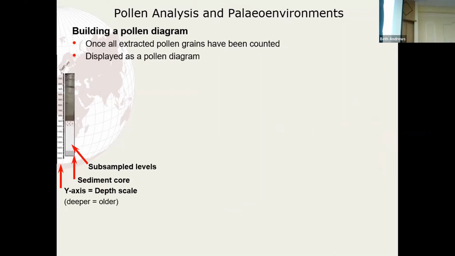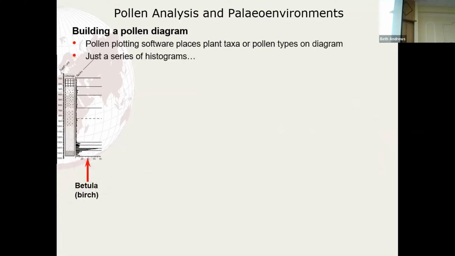There's that sediment core, and there are the subsamples. There's the y-axis, and then you can build your pollen diagrams. The software you use counts all your birch pollen and shows the changing abundance through time. So the top is up here, that's more modern day. Going deeper down is further back into the past.